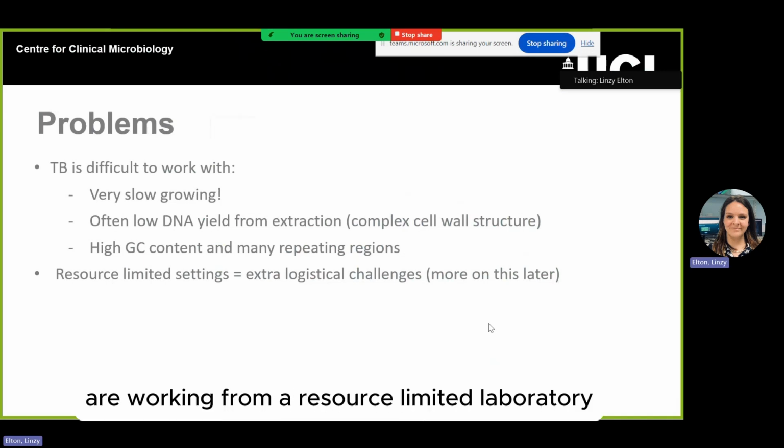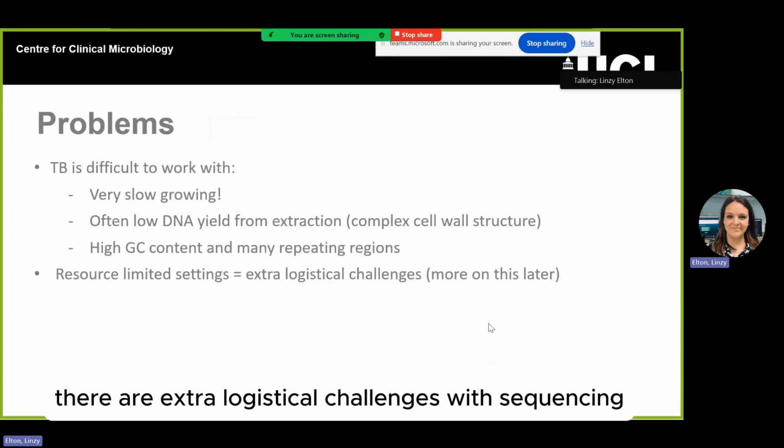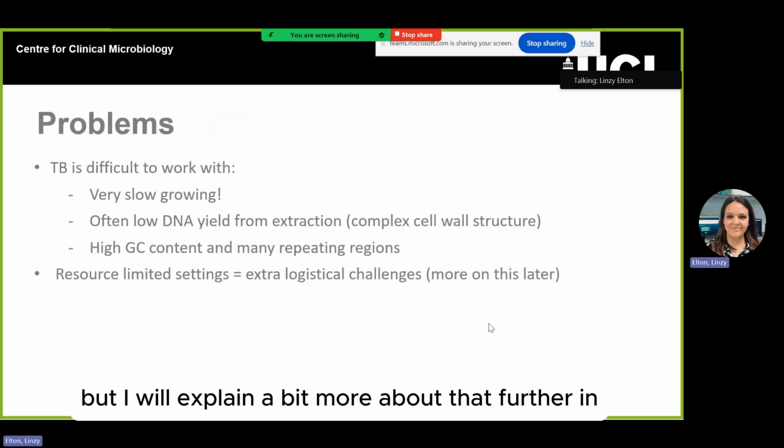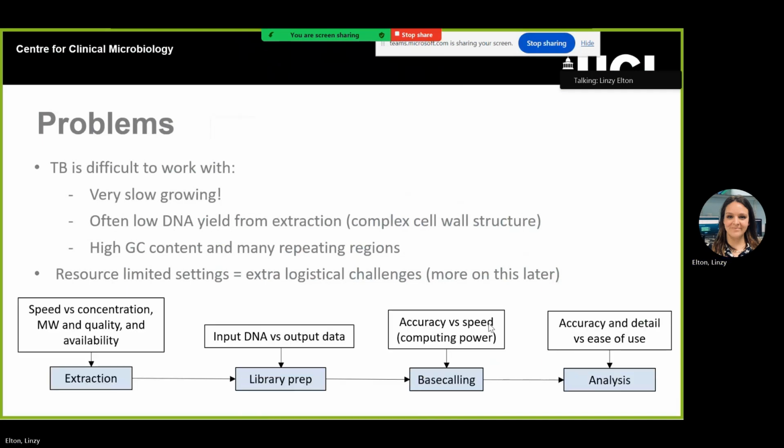And then if you are working from a resource limited laboratory or country, there are extra logistical challenges with sequencing, but I will explain a bit more about that further in the presentation.